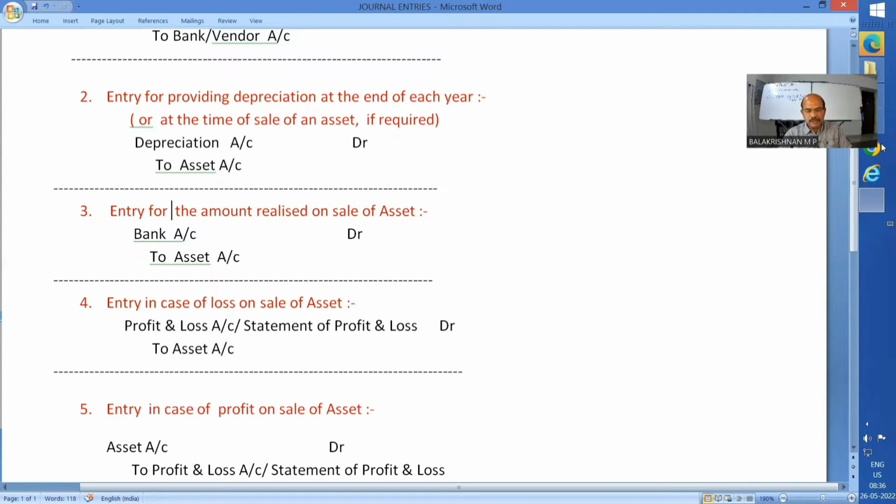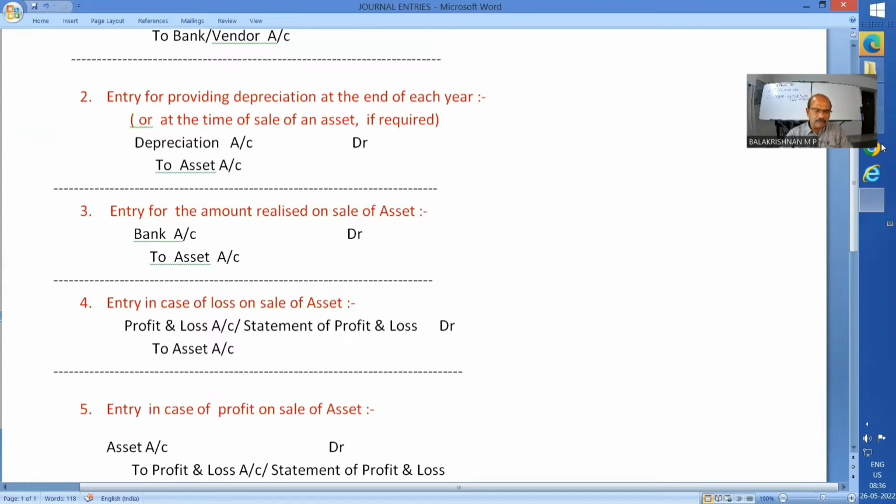Next, entry in case of loss on sale of an asset: profit and loss account or statement of profit and loss account debtor to asset account. The reason there is an option between profit and loss account and statement of profit and loss is that profit and loss account is allowed only for proprietorship and the like. In case of a limited company, it has to be replaced with the statement of profit and loss. You will learn all this later when we take up the final accounts. You can invariably use statement of profit and loss; I don't think you will be penalized for that.